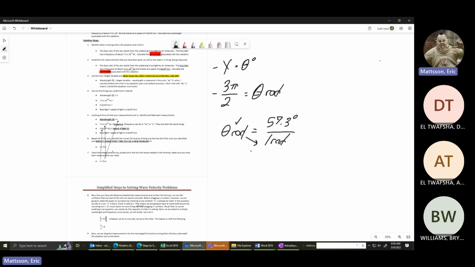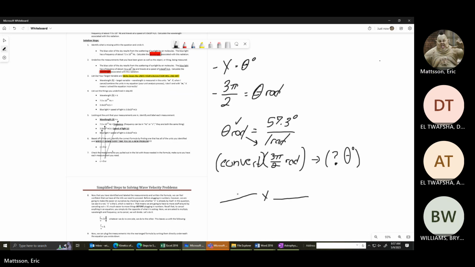So we can move that down here, or we can use my conversion method where we write down convert. Then we put down what we've been given. So we've been given 3 pi halves radians. But I don't want that. I want to turn this into, and this method works for anything, what is this angle in degrees actually equal to? So convert means that I'm going to use some fraction bars here.